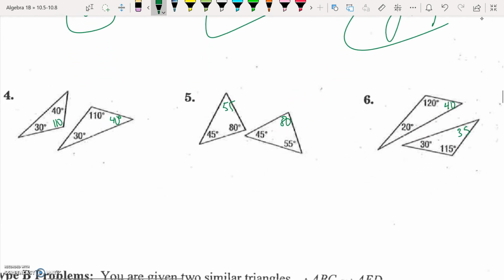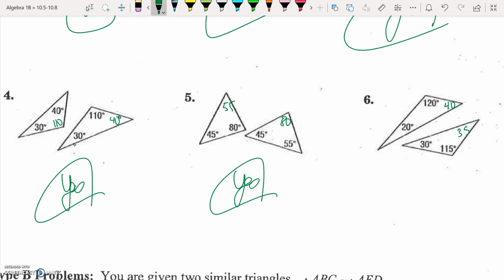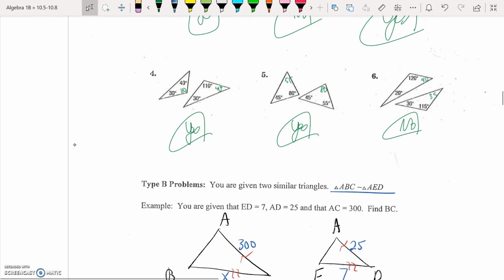In numbers 4, 5, and 6, I subtracted the two known angles in each case from 180 to figure out the third angles. And in this example, we now have the biggest angles at 110, the medium-sized angles at 40, the smallest at 30, so this is a yes. Next one, we have three pairs of equal angles. The last one, you don't have any equal angles, so this one is definitely a big no.